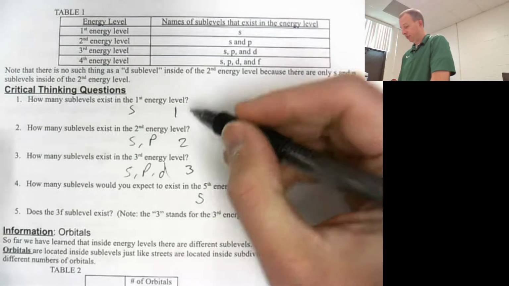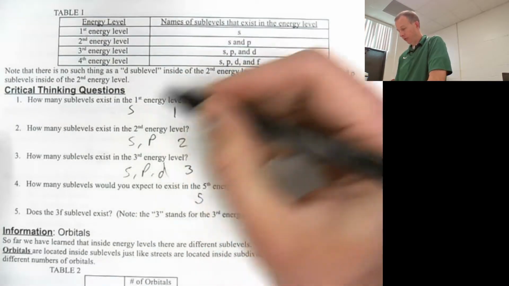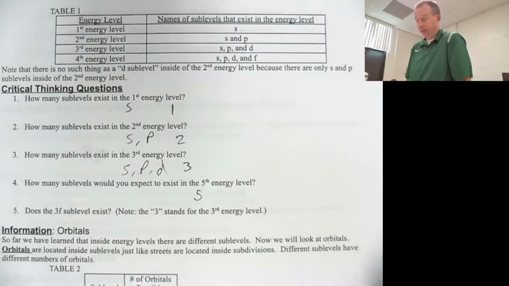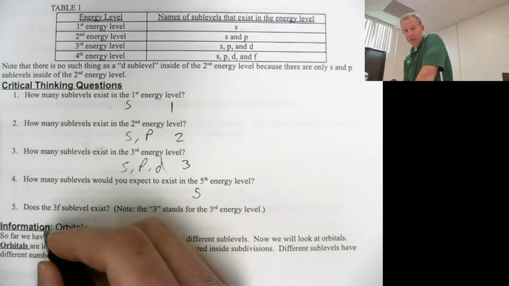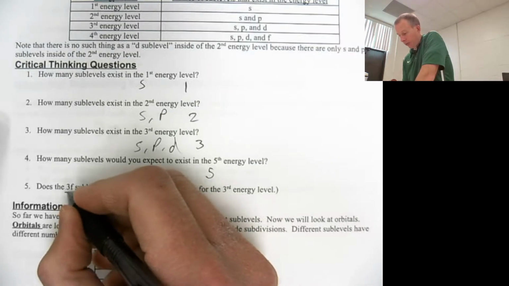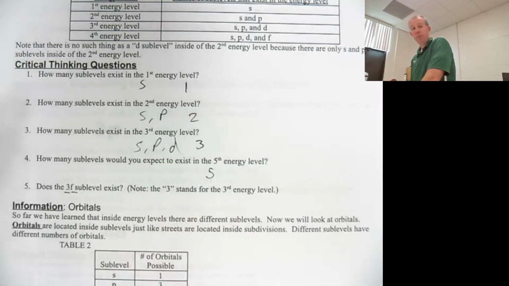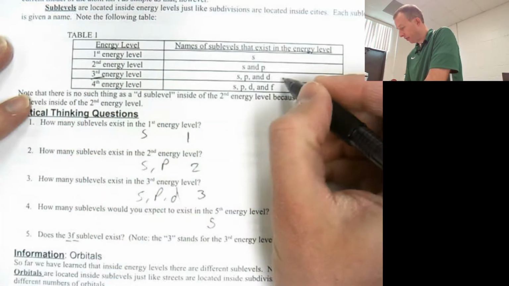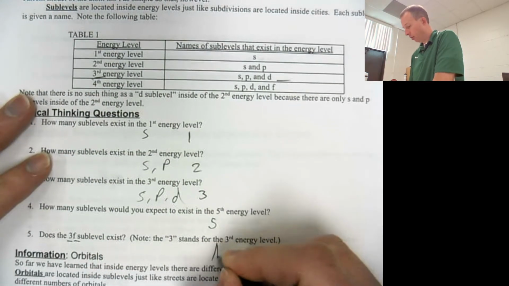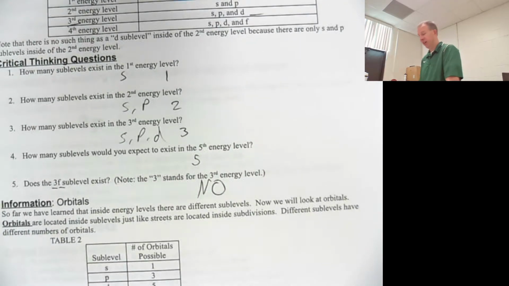Well, this is all we care about, the first 4. There's 1 for S, there's 2, 3. It's just asking literally how many. Does the 3F sublevel exist? This is how you're going to start seeing notation written out: 3 is the energy level, F is the sublevel. So does 3F exist? You look at the third energy level, is there an F there? No, there is not. So you write a big fat no.